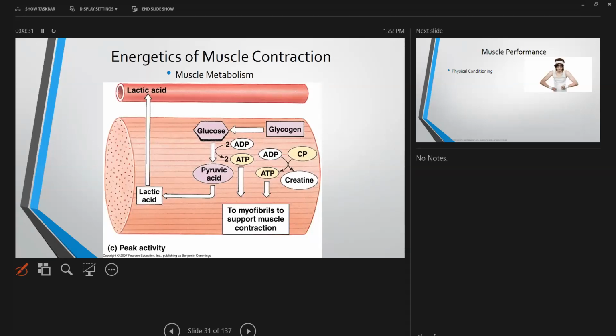If muscle contraction and metabolism takes place in the absence of oxygen, so there's no oxygen, then we're going to produce fermentation, right? And that's when we produce lactic acid. So we're breaking down glycogen into glucose and pyruvic acid. And through another mechanism that we will not dive into at this time, we're going to produce lactic acid. The lactic acid is then excreted in the blood.